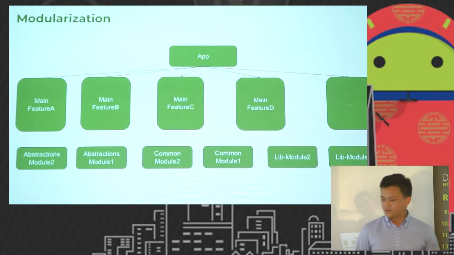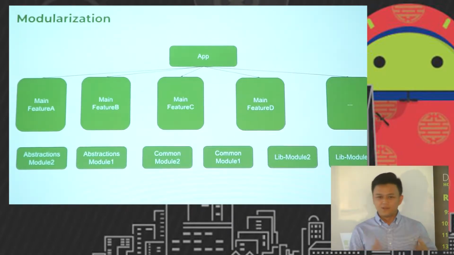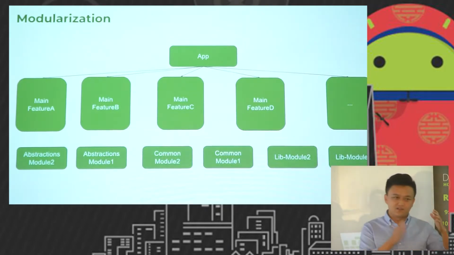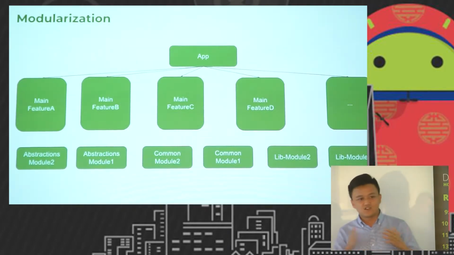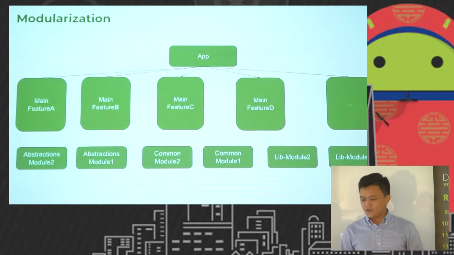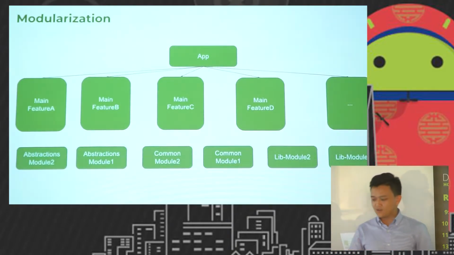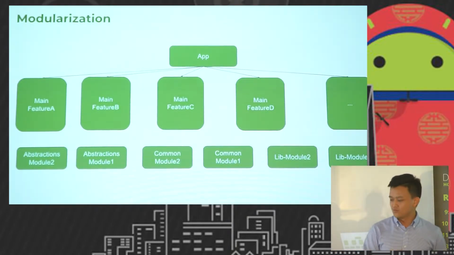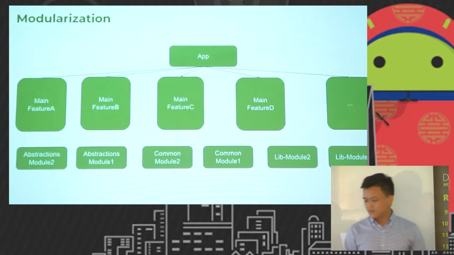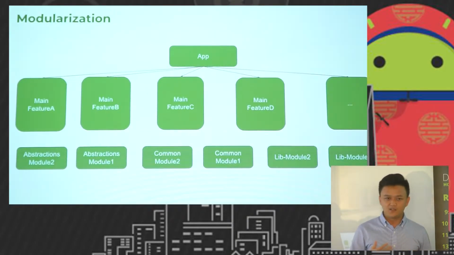Here is something that we have now in our project. We have some main modules which do not depend on each other, so now we can work on the feature in parallel. We have some abstraction modules and we have some common module which is being shared between the modules. We also have some library that can be brought out to use in other projects. That is what we have now.